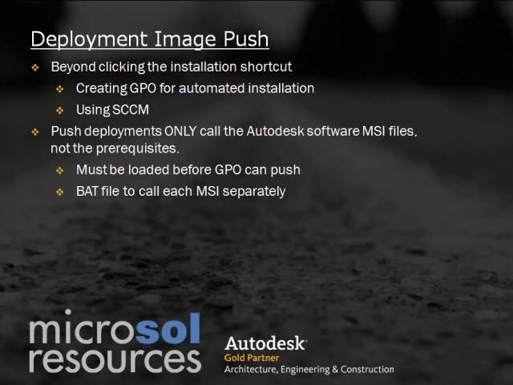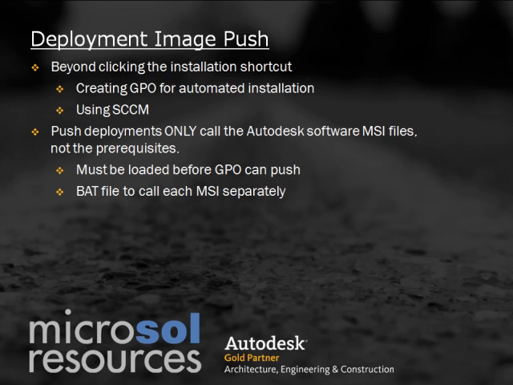Just keep a quick note. Push deployments are only calling Autodesk software MSI files. They're not the prerequisites. So if you have any prerequisites like the Visual C++ installers and redistributables, you have to actually call those before the GPO finishes. A quick option is to make a bat file that calls those, or you can manually install one piece of software that will, through the shortcut, install those MSIs separately as well.